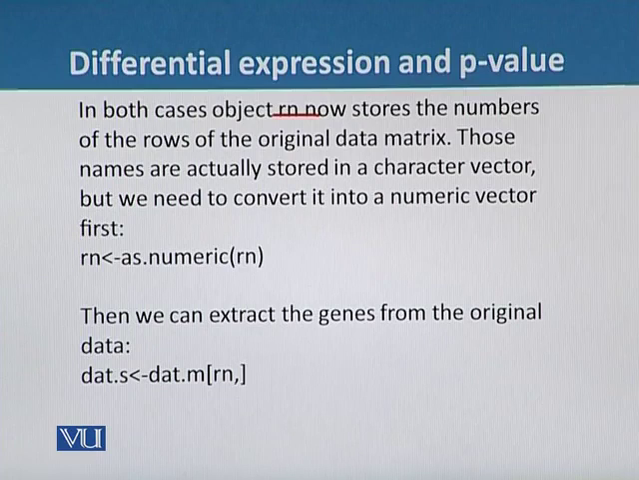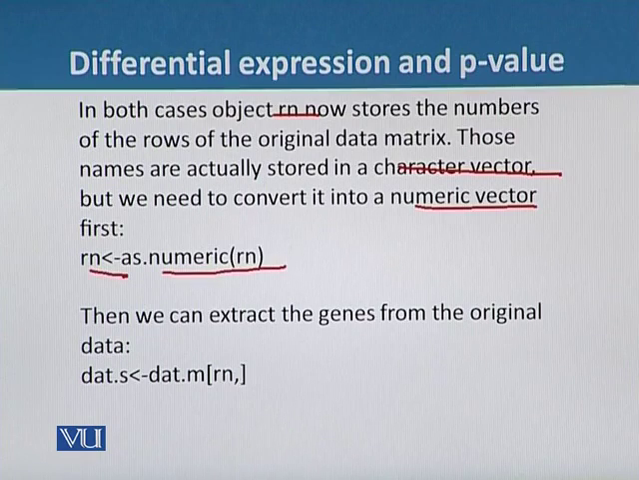So in both cases, object rn now stores the row names of the original data matrix. In this case, we have the 100 genes. Those names are actually stored in the character vector, but we need to convert it into a numeric vector. And we will use this command rn <- as.numeric(rn). Then we can extract the genes from the original data by using this command dat.s <- dat.m[rn,].